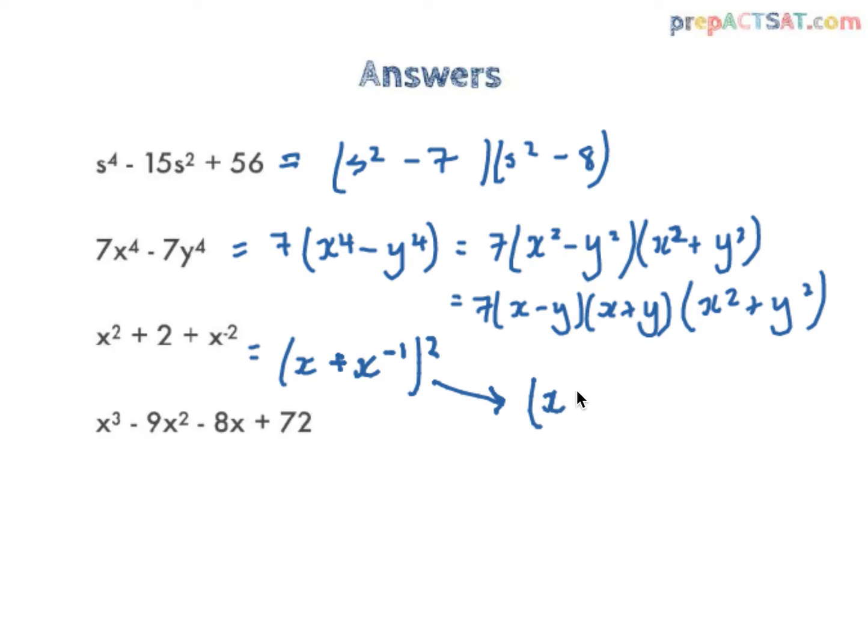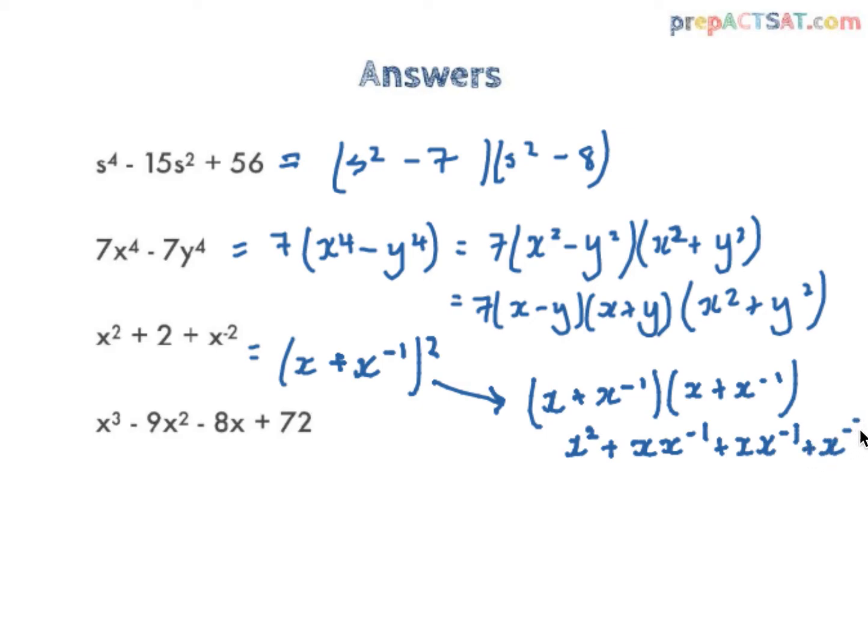Okay, so I've got x plus x to the negative 1, x plus x to the negative 1. Okay, FOIL. First term's x squared, that's easy. Outside term is plus x to the negative 1. Inside term is going to be the same thing. And the last term is going to be x to the negative 2. So I've got my first and last terms. The middle term, x times x to the negative 1, this is really just x divided by x, which is 1. So I've got 2 of them, so that's really 2. So that's how we get our x squared plus 2 plus x to the negative 2. A little bit strange, but technically it's quadratic factoring.